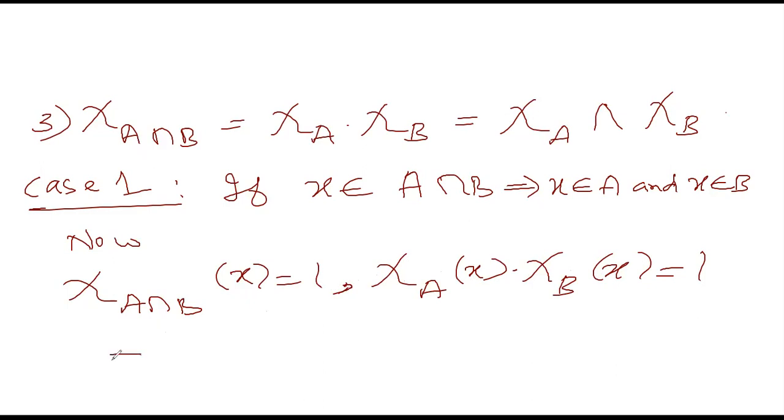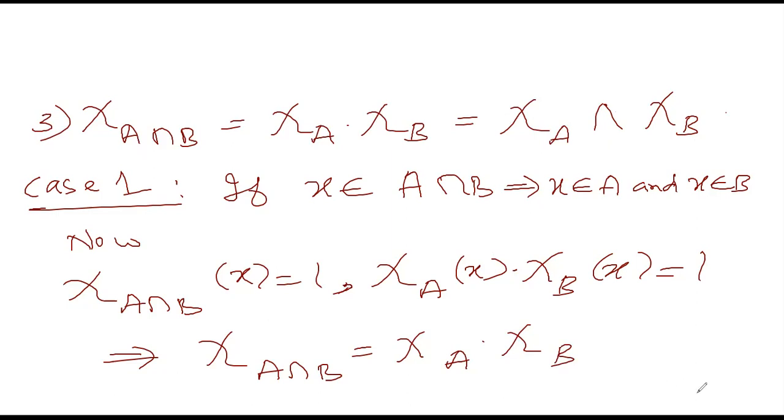So this gives chi of A intersection B is equal to chi A into chi B in this case. Similarly, you can prove that this is equal to chi A meet chi B. That you will do yourself.